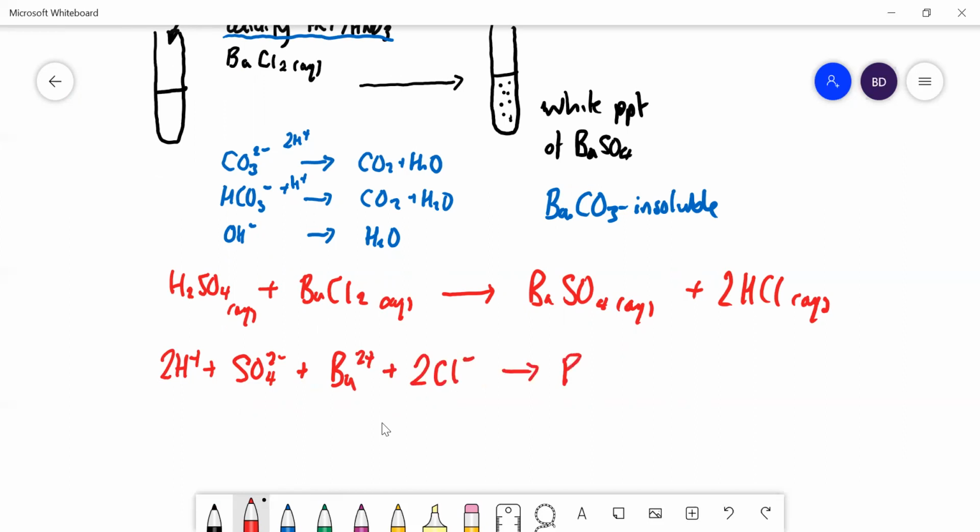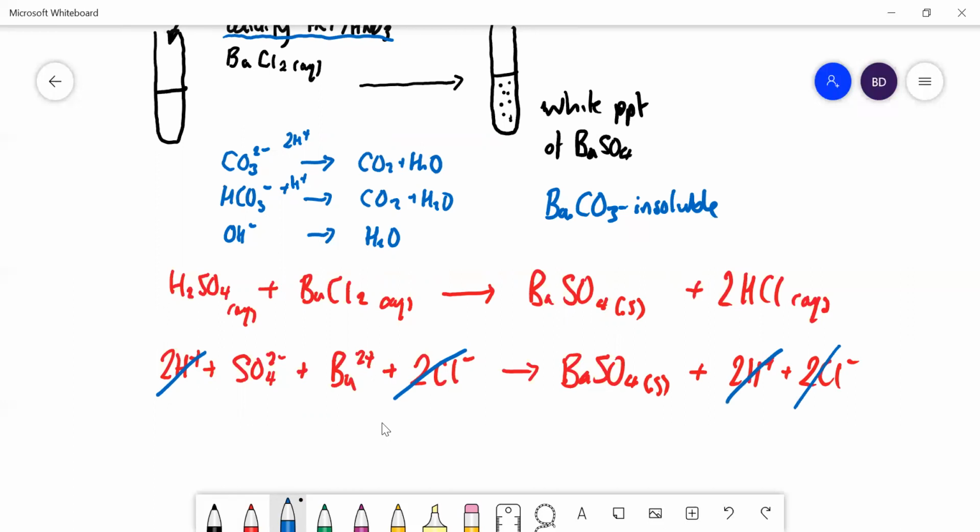You form barium sulfate. Now, when it's a precipitate, the convention is you don't separate it as ions. That should be the wrong state symbol there, it should be s. You write it just as that. You don't separate out the ions, and you'd have 2H plus and 2Cl minus ions as well. And obviously they are spectators. And that's really what's happening.